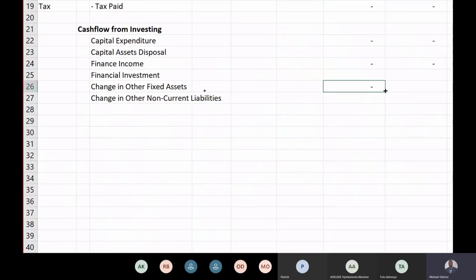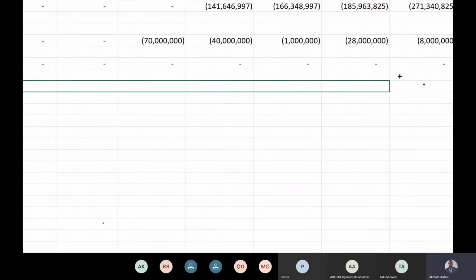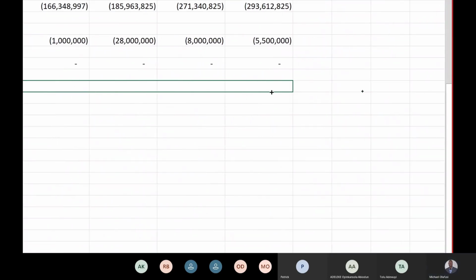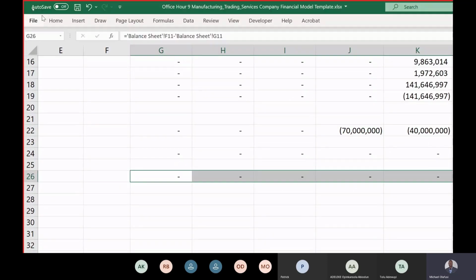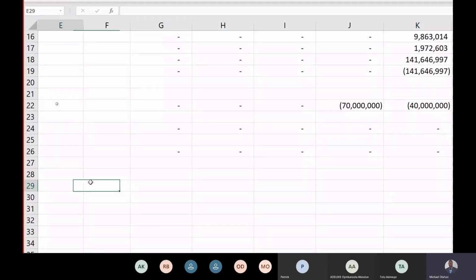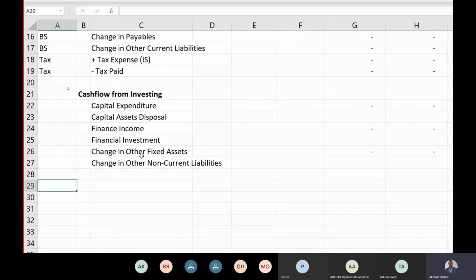And with that, I drag all the way to the right, and I'm done with that. The company is a startup, so its structure is a bit straightforward, no other fixed assets. And then other non-current liability. So that's the liability side. It is always this year minus last year.